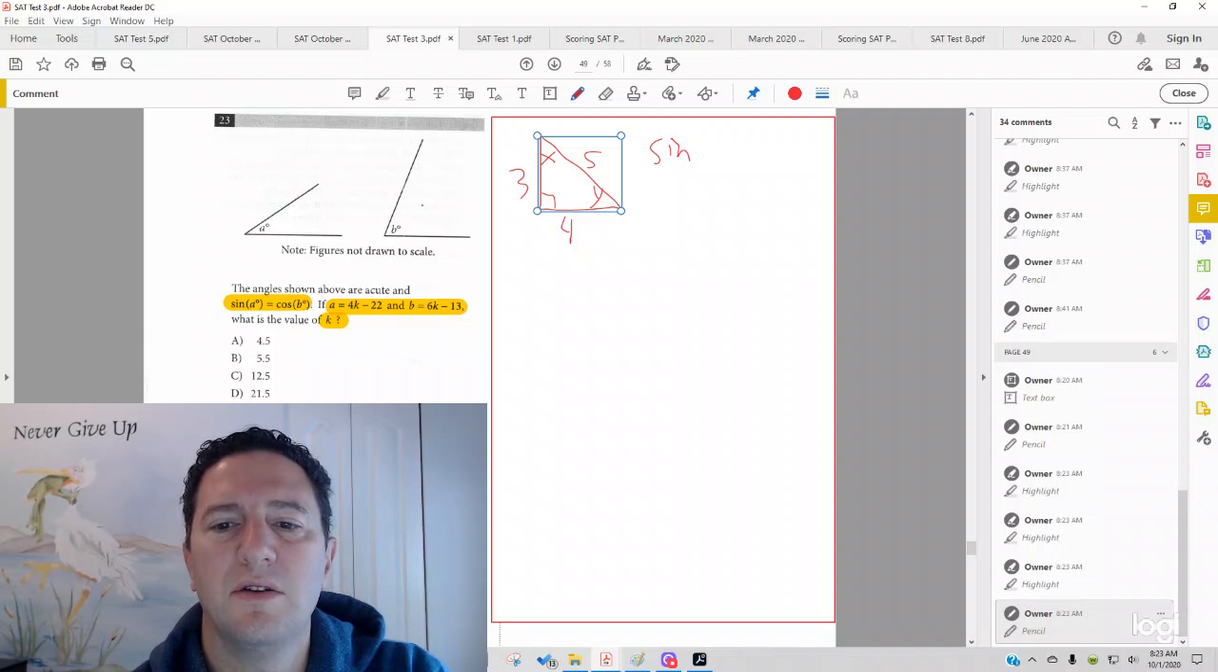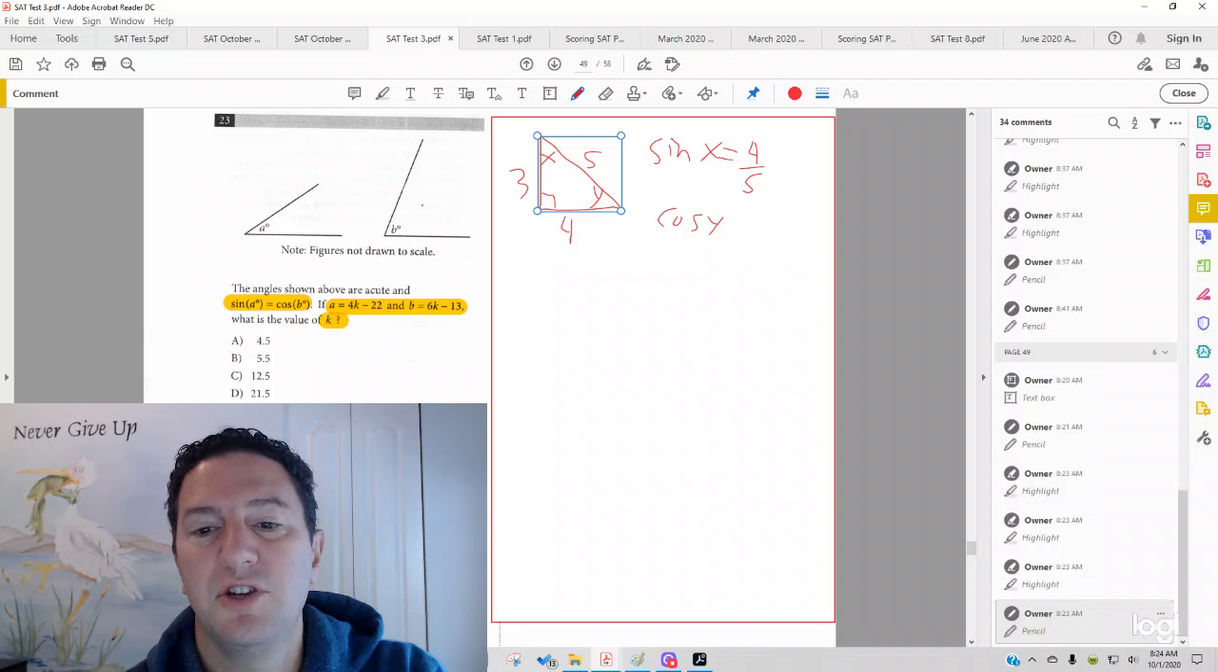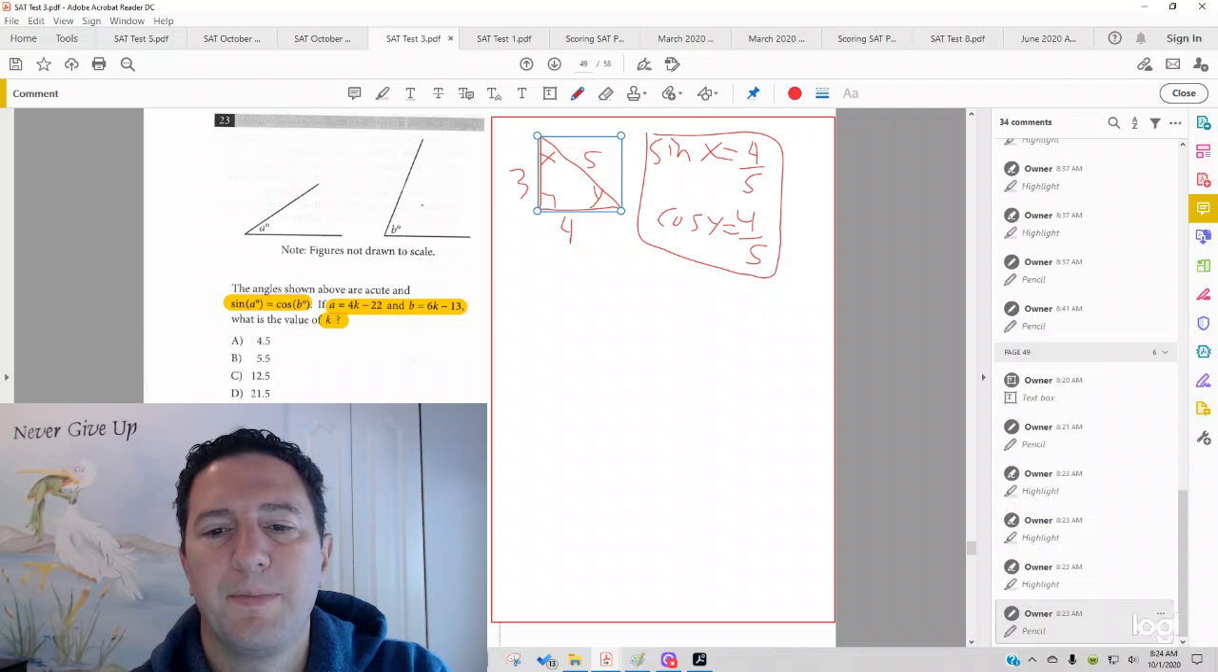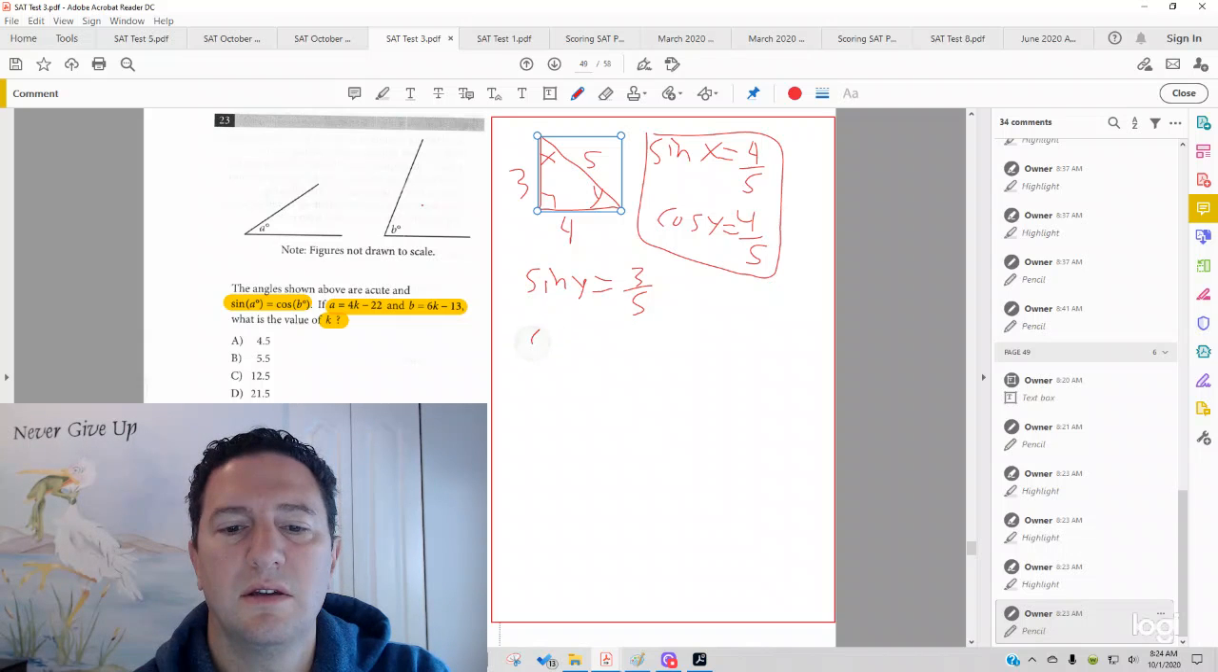The sine of x, remember sine is opposite over hypotenuse, so that's going to be 4 over 5. The cosine of y is adjacent over hypotenuse. That's also going to be 4 over 5. So notice the relationship here. Now, let's look at the sine of y. The sine of y is opposite over hypotenuse, and the cosine of x is adjacent over hypotenuse.